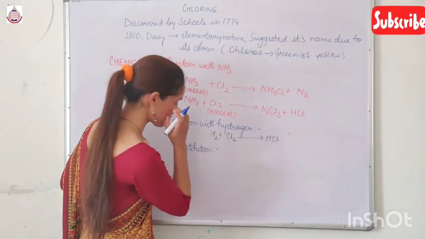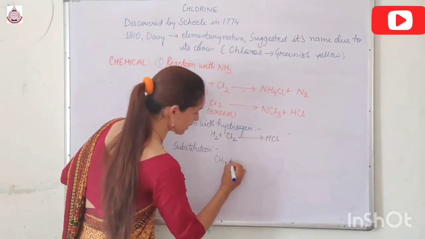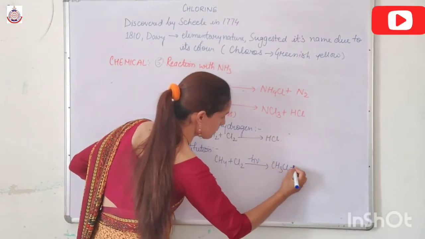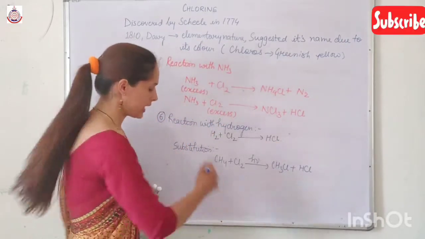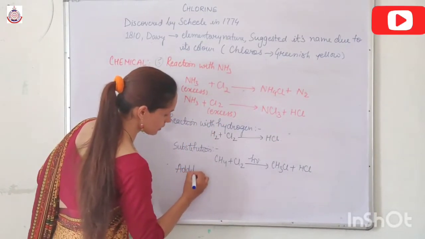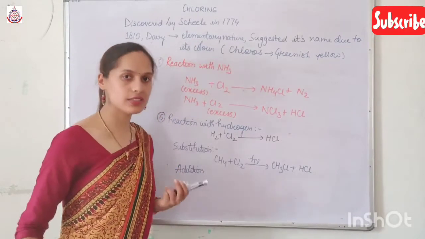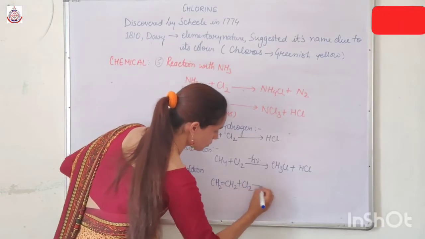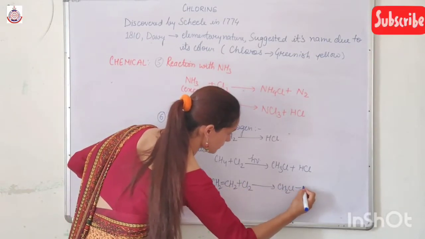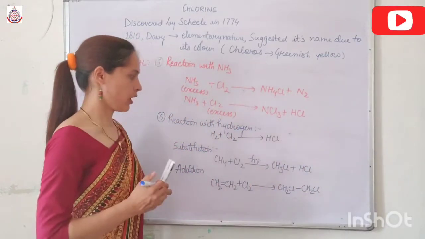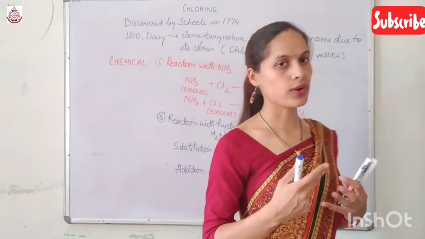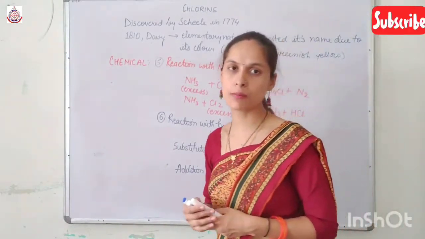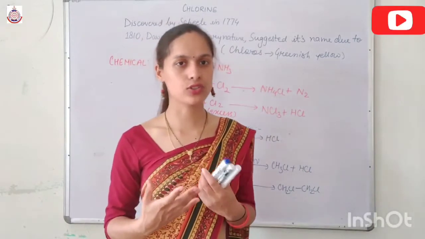So what happened? CH4 reacts with Cl2 in the presence of hν to form CH3Cl plus HCl, or it undergoes addition reaction with unsaturated hydrocarbons, like CH2=CH2 plus Cl2 gives CH2Cl-CH2Cl. So chlorine has a very strong affinity towards hydrogen, and because of this chlorine easily reacts with those compounds which contain hydrogen in them.